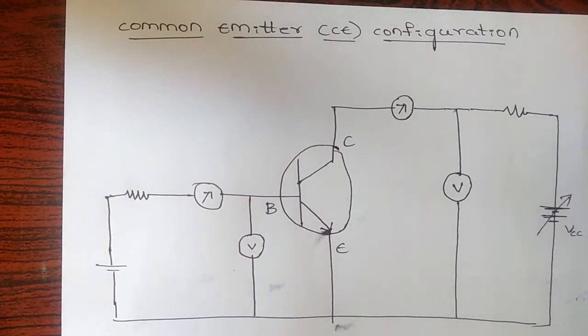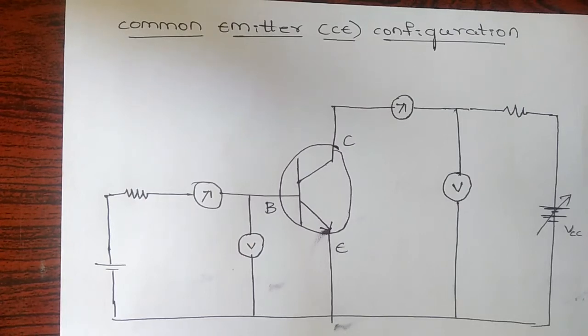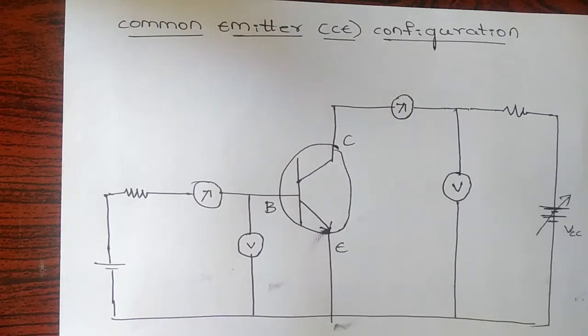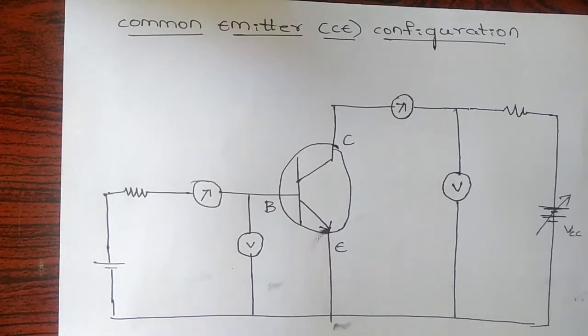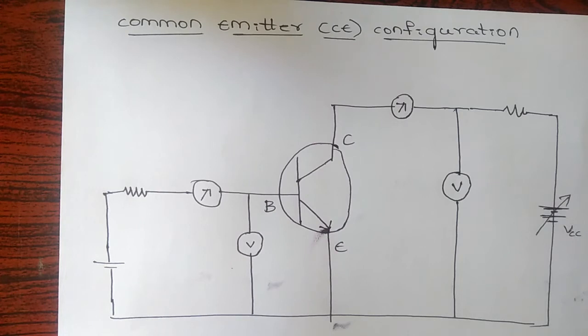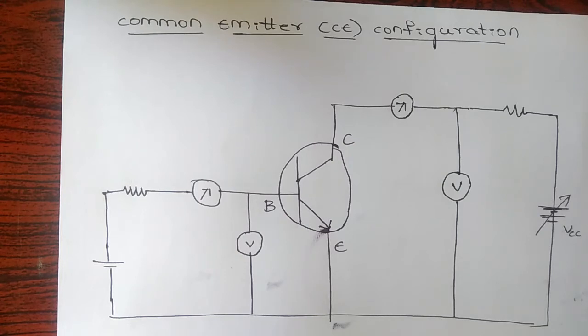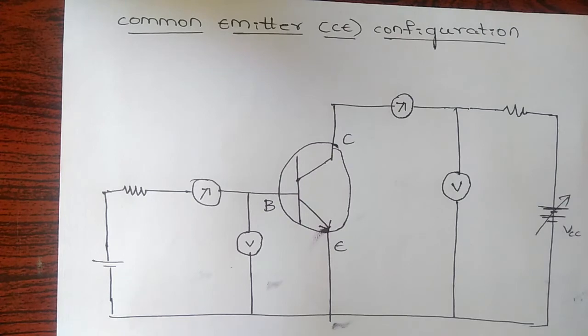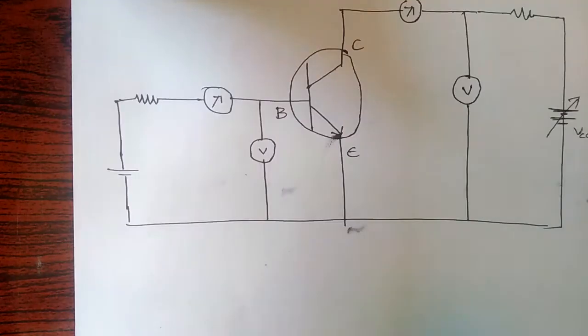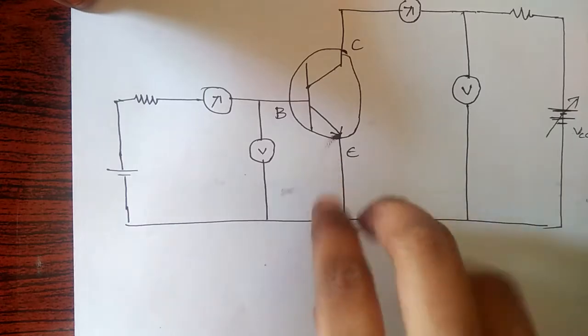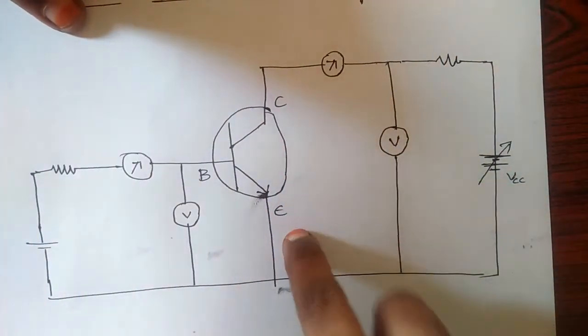Today in this video, let's see about the common emitter configuration and input and output characteristics of the CE configuration. So what is the common emitter? To get the input and output characteristics, we need four terminals, two for input and two for output. But for a transistor, we have three terminals called emitter, base and collector. So we made emitter common for both input and output. Input can be taken between base and emitter, and output between collector and emitter.